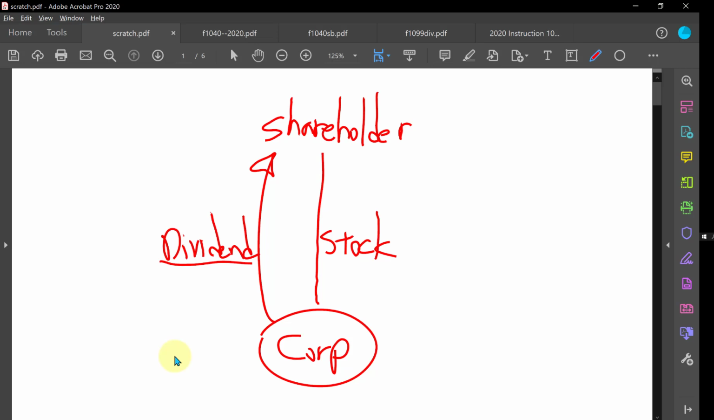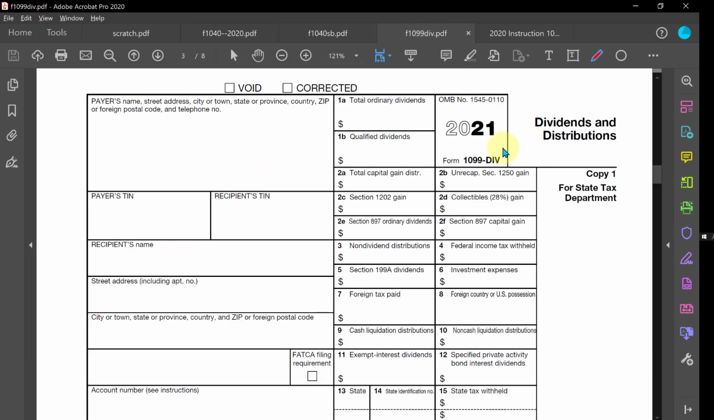Most times people make money with stocks when they sell the underlying stock, but it's always nice to get dividend income to supplement that profit. And the dividend income is going to be reported to the shareholders on this form called 1099-DIV. And maybe the 3 or 4 main boxes we're going to be using here for this chapter 2 is box 1A, ordinary dividends, and here box 1B, qualified dividends, and then something called capital gain distributions.